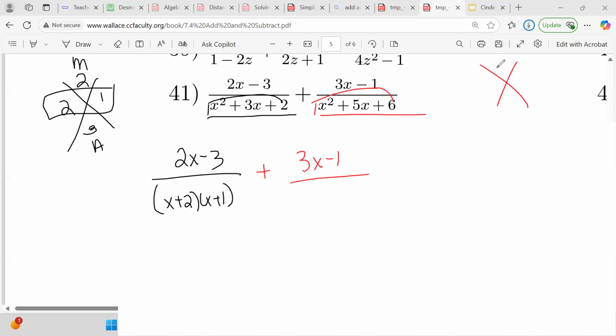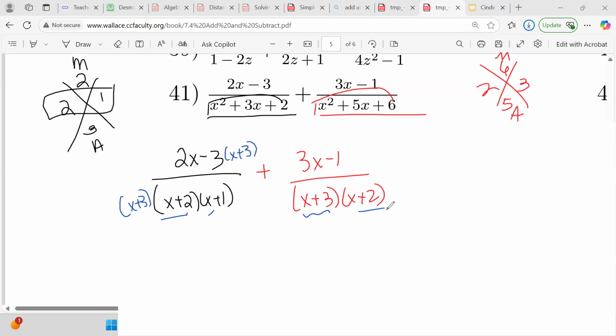There's a 1. 6 and 5. Multiply here, add here. 2 times 3 is 6. 2 plus 3 is 5. So x plus 3, x plus 2. Okay, now look at these denominators. He's got x plus 2. He's got x plus 2. Yay. X plus 3. Oh, invite him. X plus 1. Nope. Invite him. Okay, now we've got a common denominator.